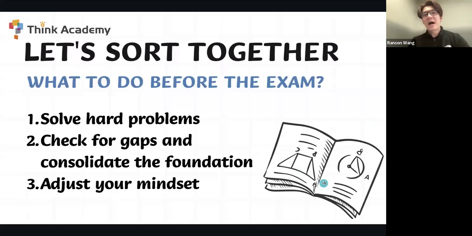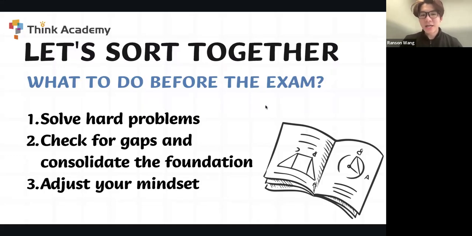So, first of all, I want you guys to sort the importance of these 3 items. What to do before the exam? First, solve the hard problems. Second, check the gaps and consolidate the foundation. And third, adjust your mindset. What do you think is the importance from the most important to the least important? You can just put the numbers in order and send it to the group chat. Can you guys send it in the group chat? Let's rank the importance.